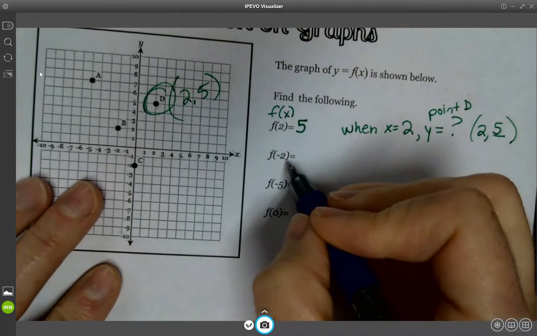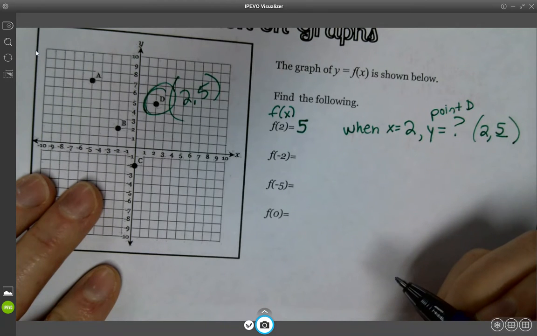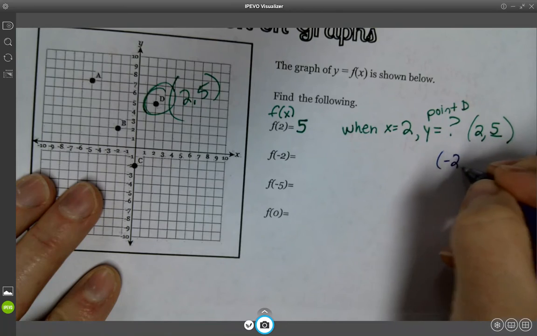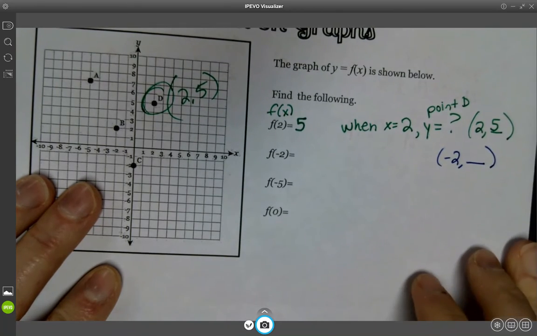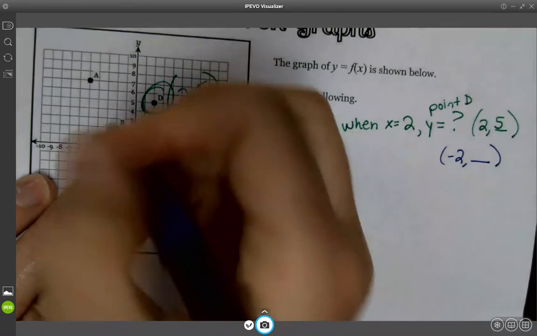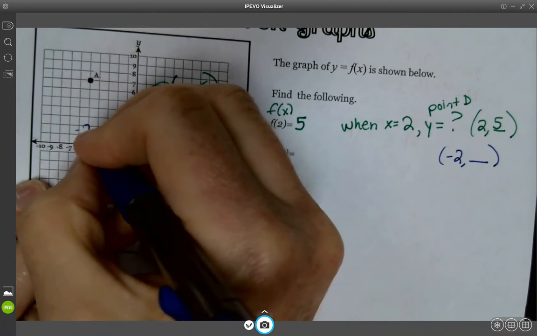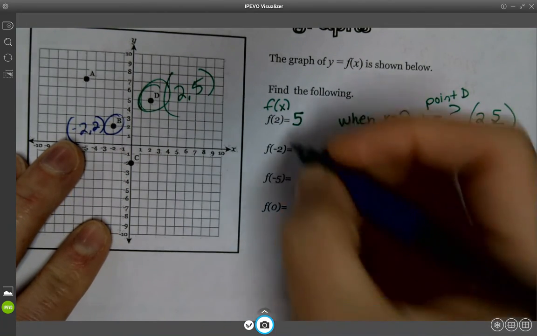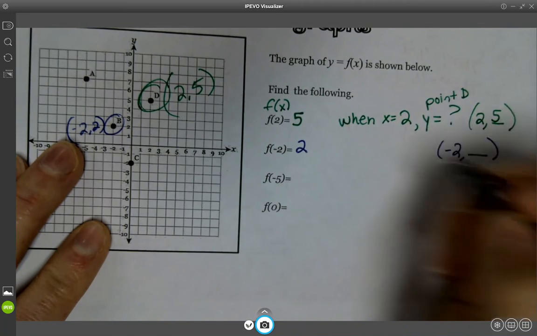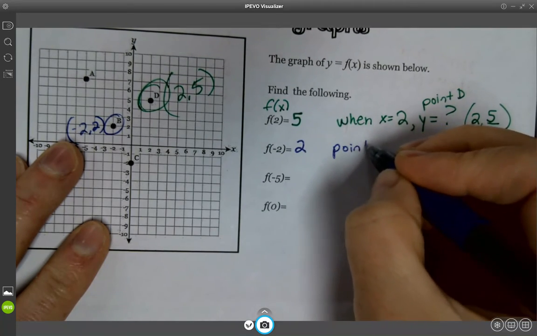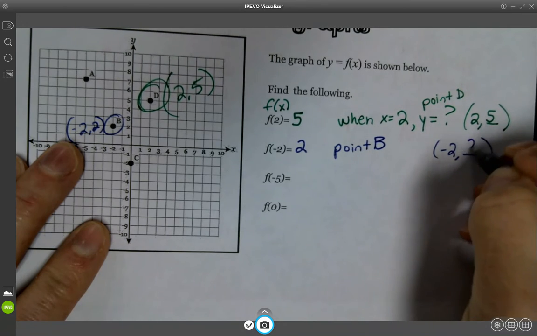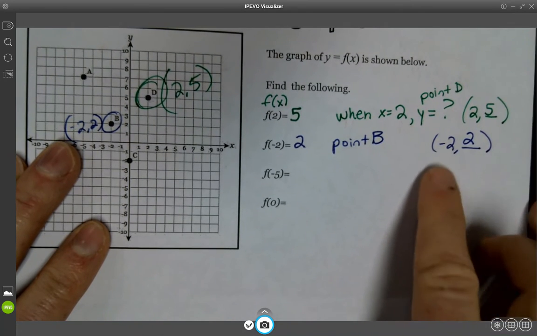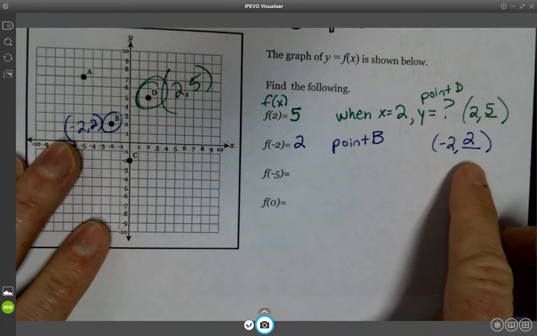F of negative 2. That means when x is negative 2, so it's the coordinate of negative 2 comma something. Positive 2. It's right here. Negative 2, 2. So it is point B. Negative 2, positive 2.